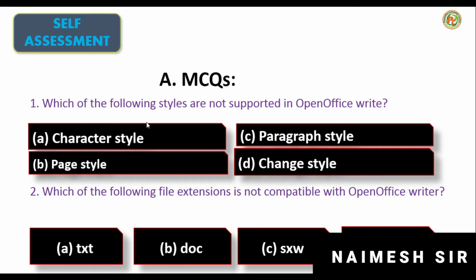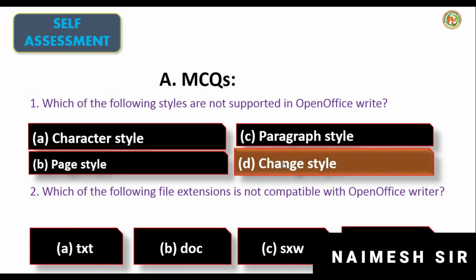So in your textbook there is one mistake. Character style A and character style D both are similar styles, so you have to change it by change style. So at that time the answer will be D, change style.